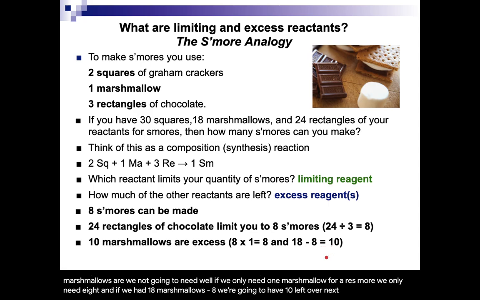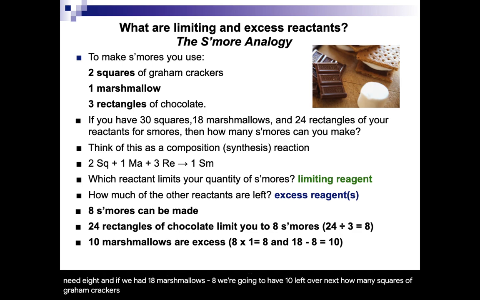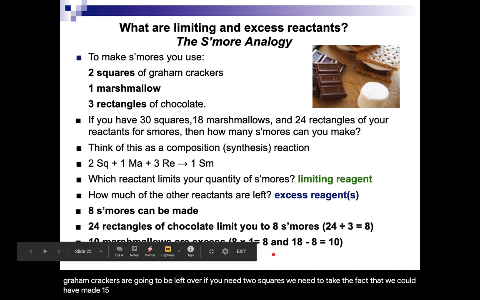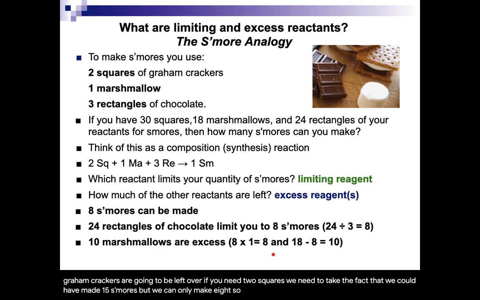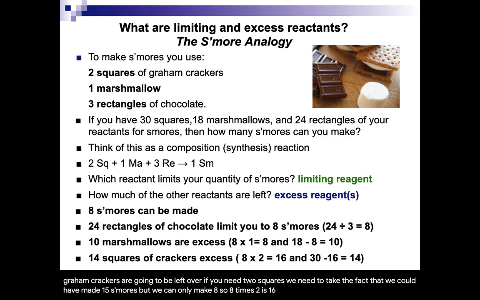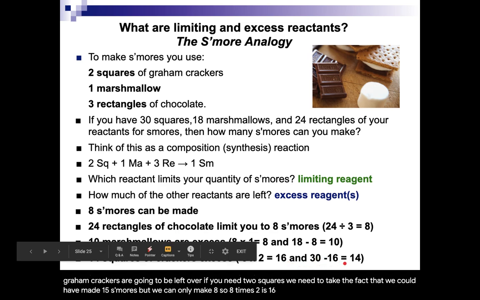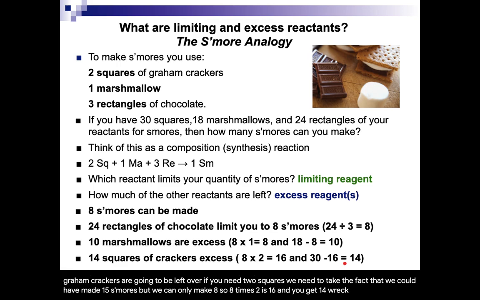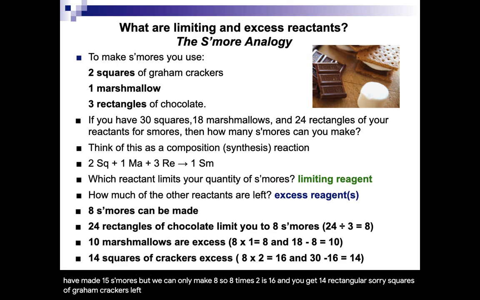Next, how many squares of graham crackers are going to be left over? If you need 2 squares per s'more, we need to take the fact that we could have made 15 s'mores, but we can only make 8. So 8 times 2 is 16, and then you take 30 minus 16 and you get 14 squares of graham crackers left over.